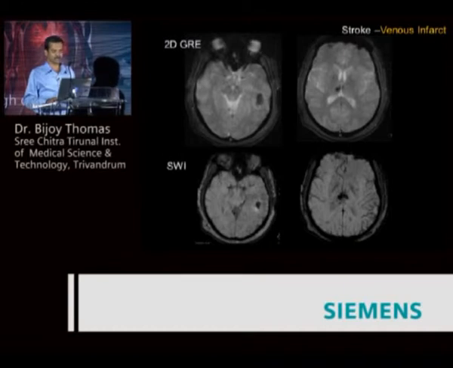So compared to 2D gradient echo sequence, in SWI you can actually detect a deep venous infarct. You can see the venous sinus thrombosis. You can see the cortical veins getting prominent. You can see the internal, the medial thalamic showing hemorrhagic transformation. The vein of Labbé thrombosis there. You can see hemorrhagic transformation with the venous infarct in the temporal lobe.